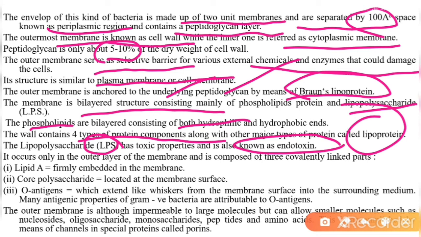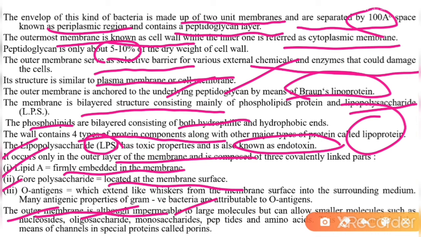It occurs only in the outer layer of the membrane and is composed of 3 covalently linked parts: lipid A, core polysaccharide, and O antigen. Lipid A is firmly embedded in the membrane, the core polysaccharide is located at the membrane surface, and the O antigen mainly plays a role as an endotoxin. The outer membrane is impermeable to large molecules but allows smaller molecules such as nucleosides, oligosaccharides, monosaccharides, peptides and amino acids. This is accomplished by means of channels in special proteins called porins.